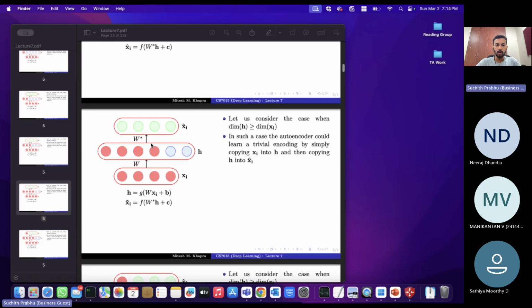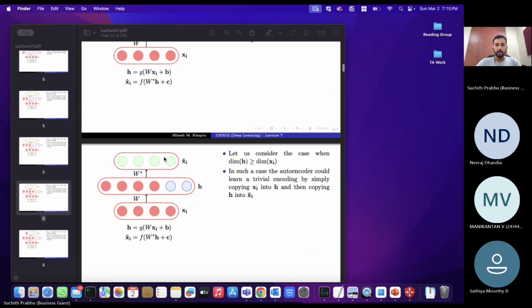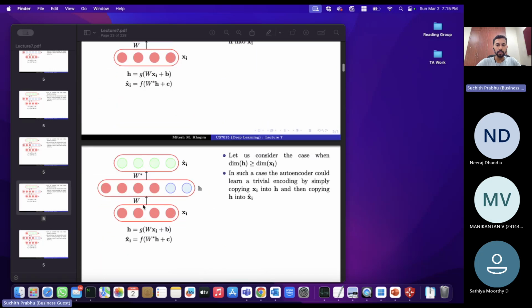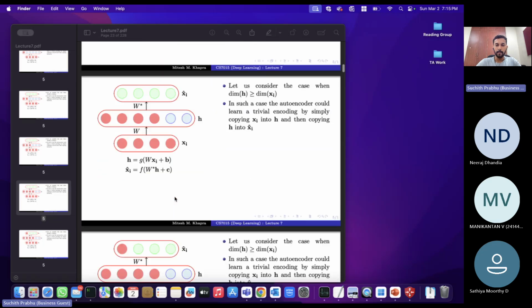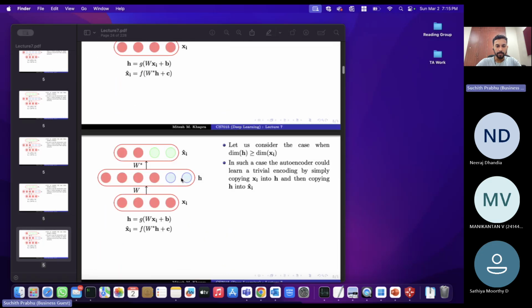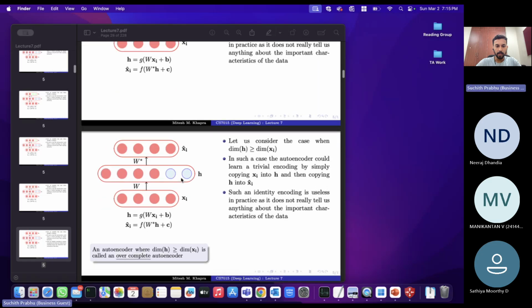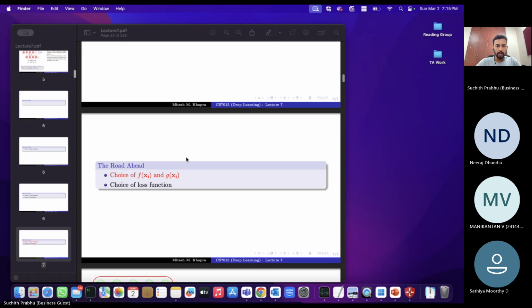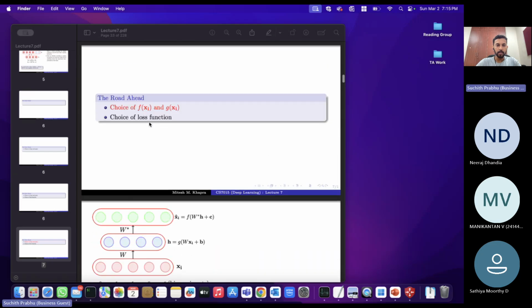What could happen in overcomplete is that the network just copies the weights directly and then outputs it. So it's not learning anything. There are various ways to solve this issue through regularization that we saw in the lecture. Okay. So yeah, overcomplete. And the loss function depends on the task.